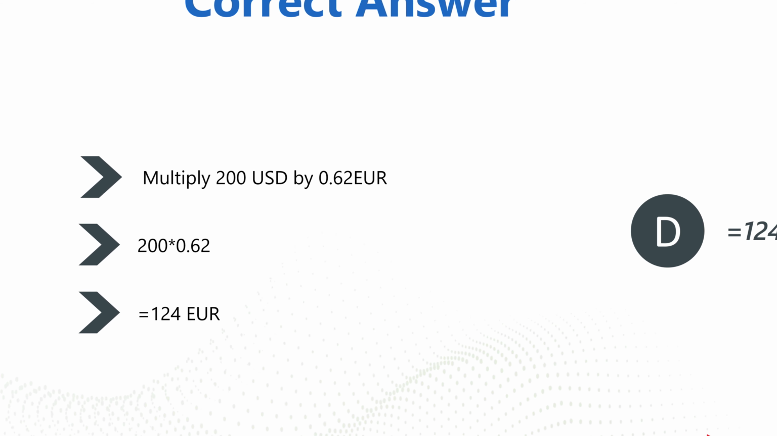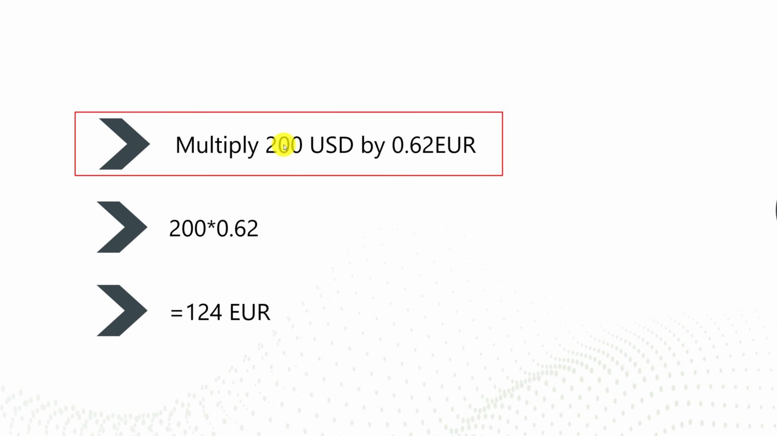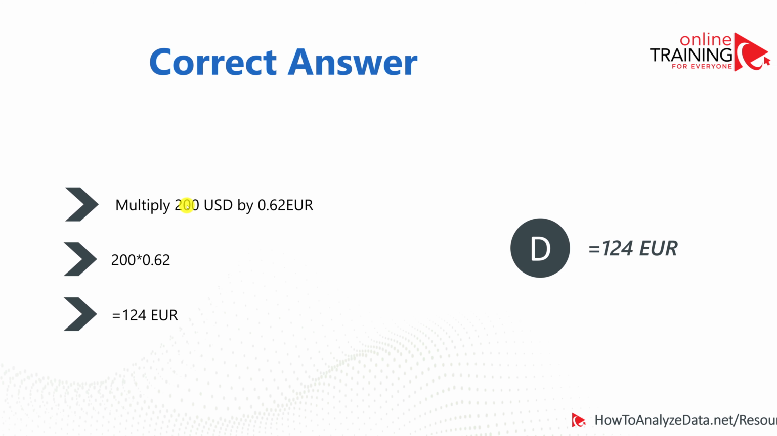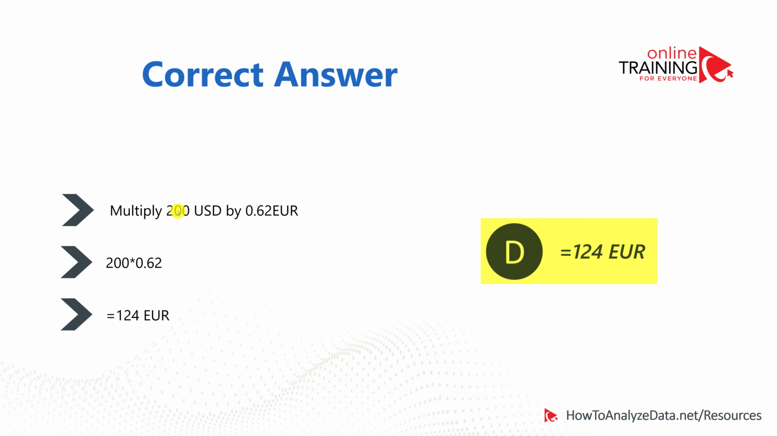Let's recap. To answer this question, you need to multiply 200 by 0.62, which is an equivalent of 124. So choice D is the right answer. I'm pretty sure you nailed this question.